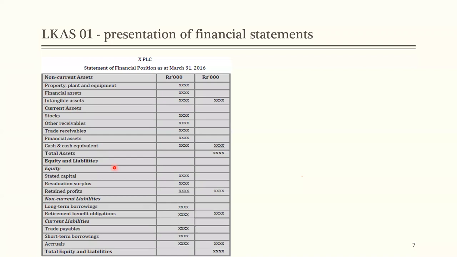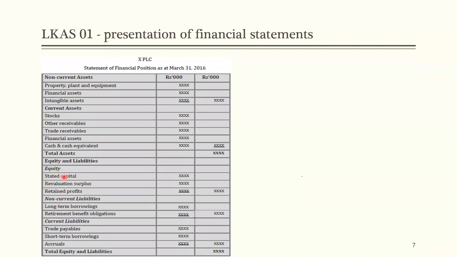And if you go through the original standard LKAS 1, you may find a list of line items we must present in our financial statements. If our company's intangible assets are zero, we do not need to show them, but if it has a particular value, then yes, definitely, with respect to each of these line items we need to present it.